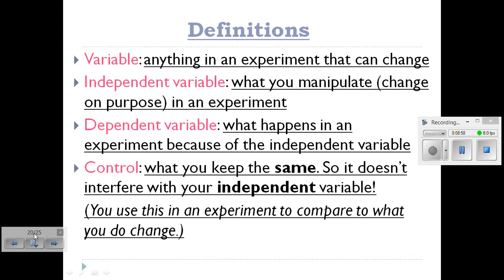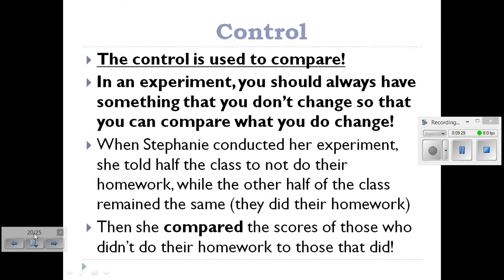So, we talked about variable, which is anything in an experiment that can change. We talked about independent variable, which is what you can manipulate or change on purpose in an experiment. The dependent variable, which is what happens in an experiment because of the independent variable. Now let's talk about the control. Now the control is what you keep the same, so it doesn't interfere with your independent variable. You use this in an experiment to compare to what you do change. The control is specifically used to compare.